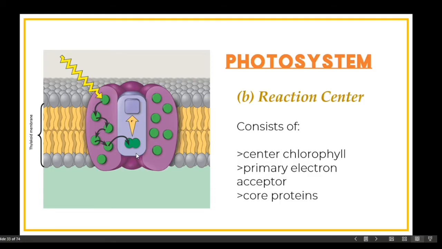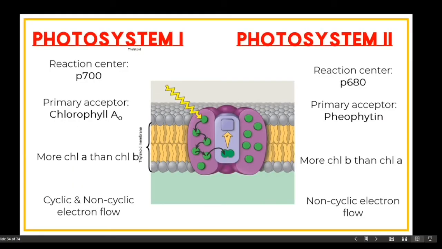Again, these are the two types of photosystems. In photosystem 1, we have the reaction center, which is this one. It accepts a wavelength of about 700 nanometers, and the primary electron acceptor of photosystem 1 is called chlorophyll A sub 0. Photosystem 1 has a lot of chlorophyll A compared to chlorophyll B. And photosystem 1 later on is involved in cyclic and non-cyclic electron flow.